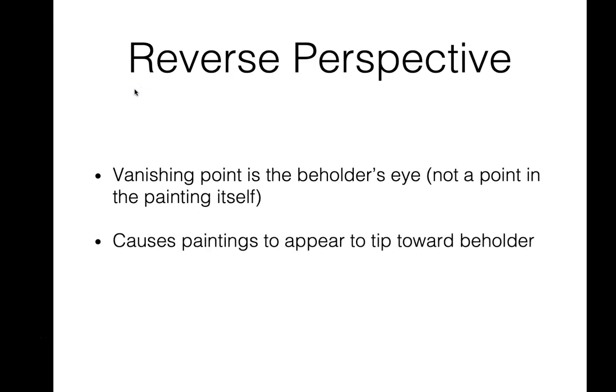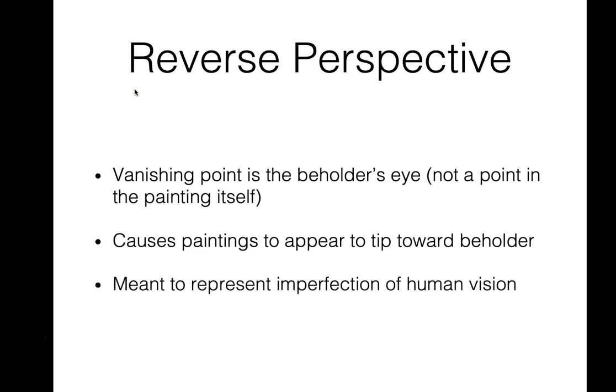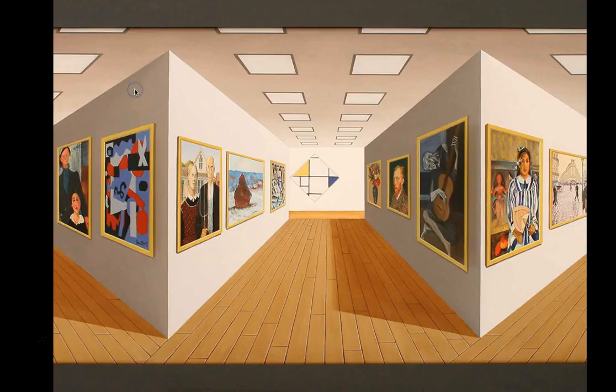It causes paintings to appear to tip towards the beholder, and it's meant to represent the imperfection of human vision. Unlike our later Renaissance painters that we'll see, there was not a big desire to make things look perfect or super hyper realistic, but instead to point out the imperfection and the limitations of the human mind.